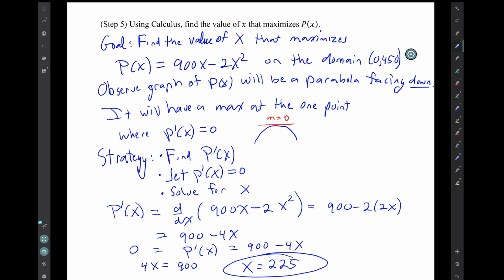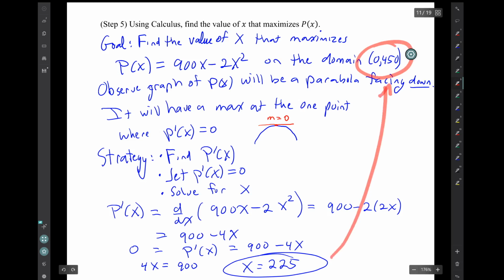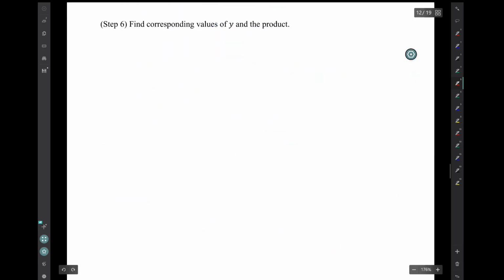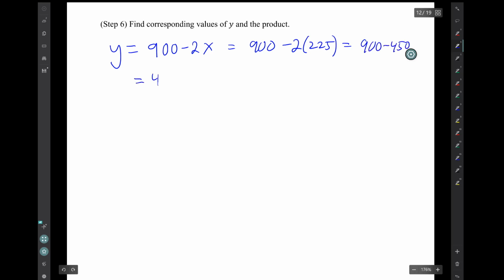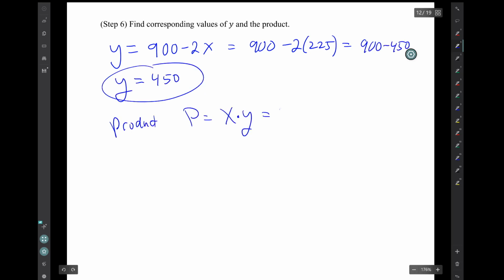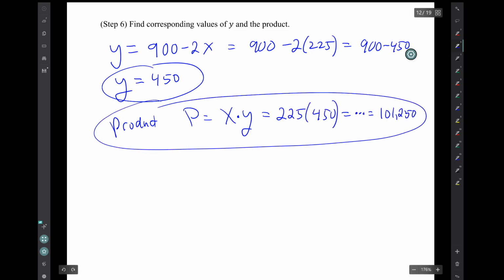So there is our value of x that causes p prime to equal 0, and notice that that value of x is in that interval. So that means that we have this kind of situation. In our interval, we have a high point on this downward facing parabola, and it's going to occur there. So that's the value of x that maximizes p. Let's go on. Find the corresponding values of y and the product. So there's a value of y, and there's our value of the product.